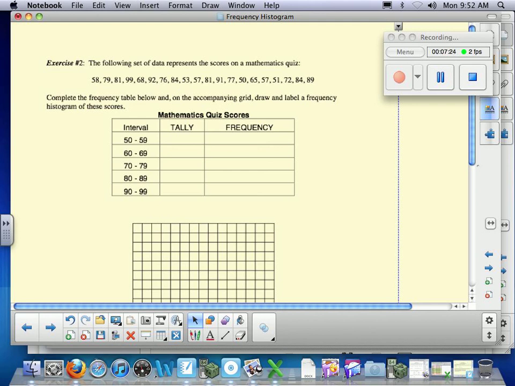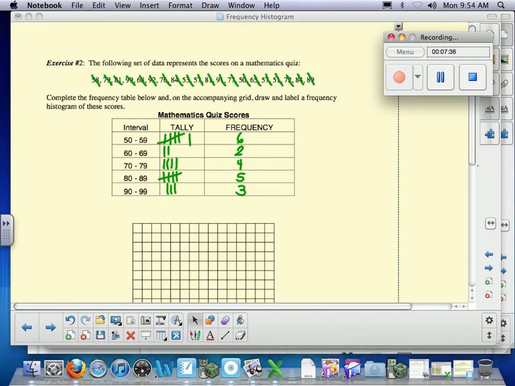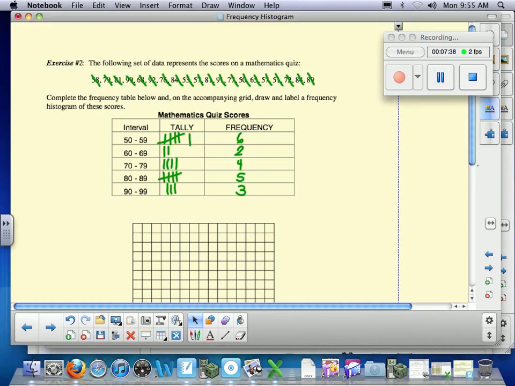Okay, we have a second example. These are on a math quiz. So we're going to do our first step, which is create the tally. So if you'll go ahead and do the tally marks for this quiz, and you can do frequency as well, please. Okay, so we have our tally and frequency done.